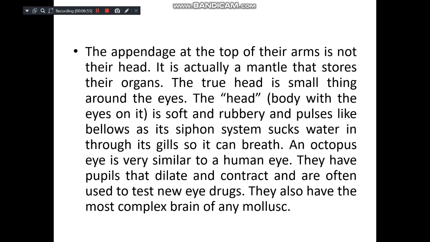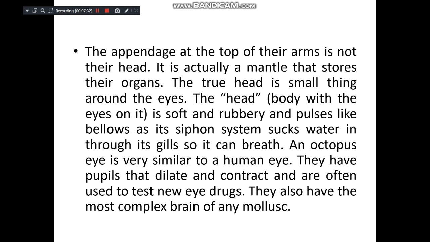Because of this nature, it can burst the water as it siphons the system, sucks water into the gills so it can breathe. Not only that, the water which is taken inside is flushed out through the gills, with the help of which the gaseous exchange takes place.